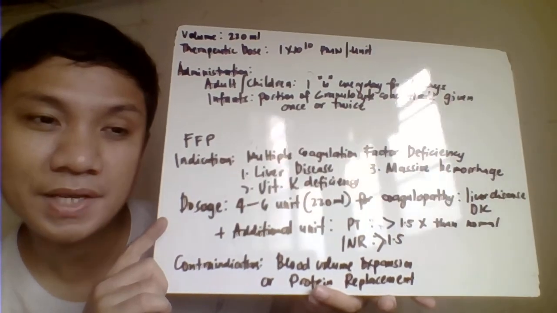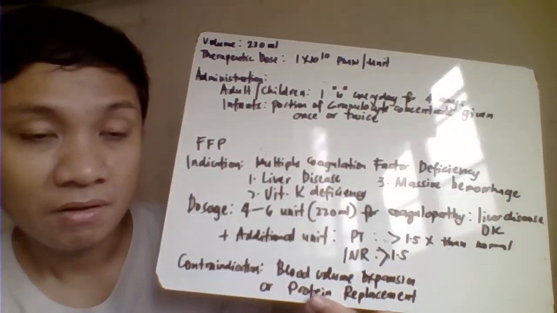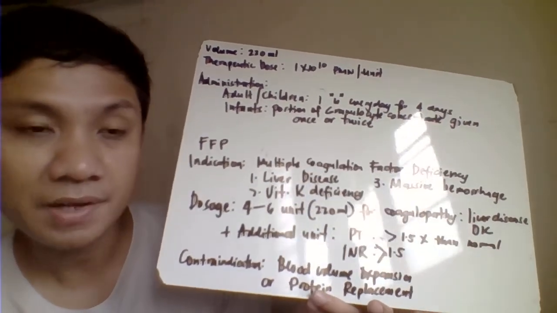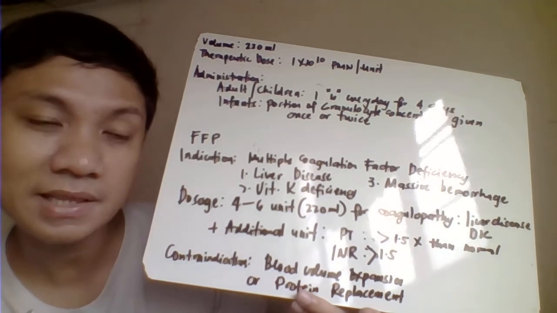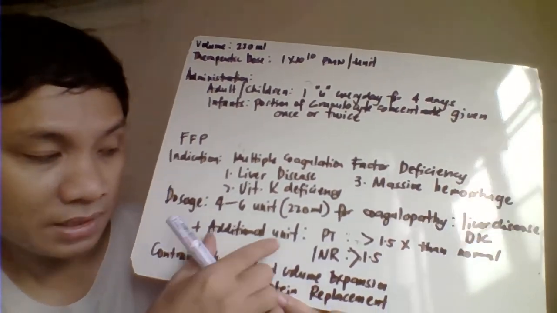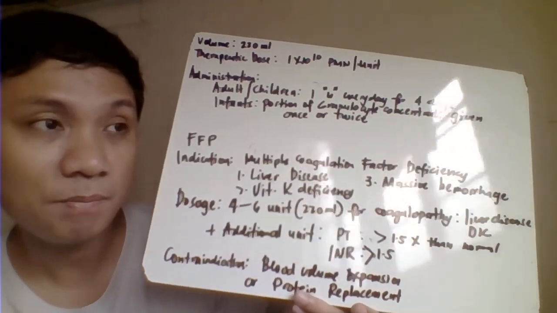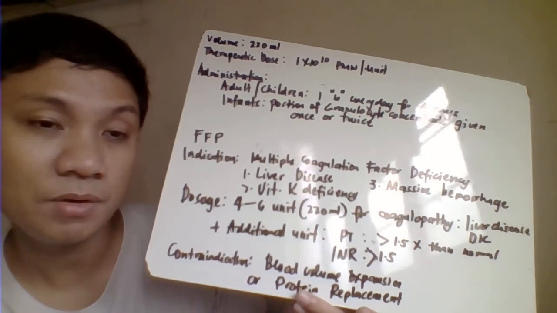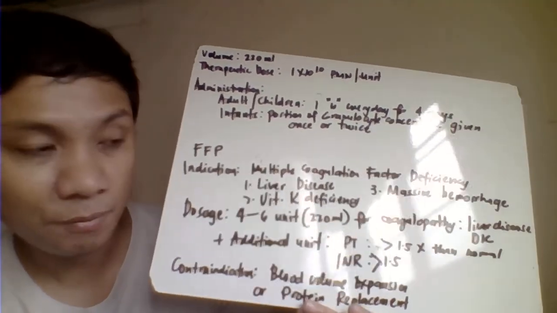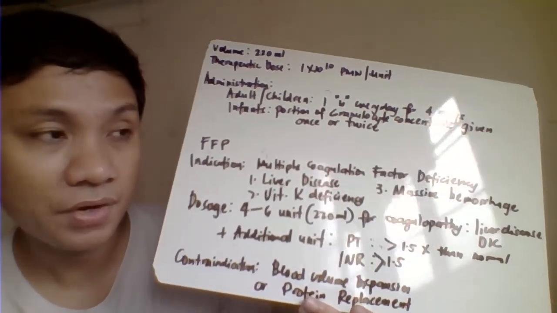Okay, as for dosage, 4 to 6 units of 220 ml should be given for the patient having liver disease and DIC. But for example, you may need an additional unit of your fresh frozen plasma if, number one, the prothrombin time result is more than 1.5 times the normal prothrombin time, or even the INR result is more than 1.5. With this kind of result, the patient still has the tendency to bleed, and therefore you need to give your fresh frozen plasma.